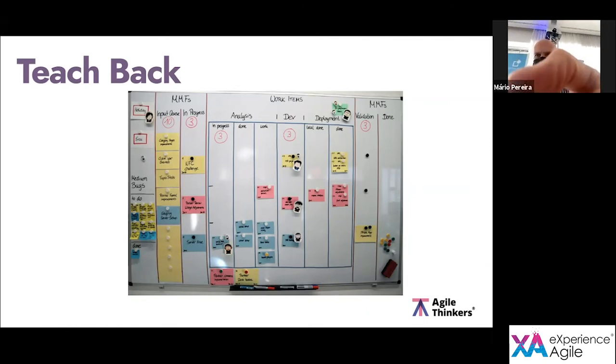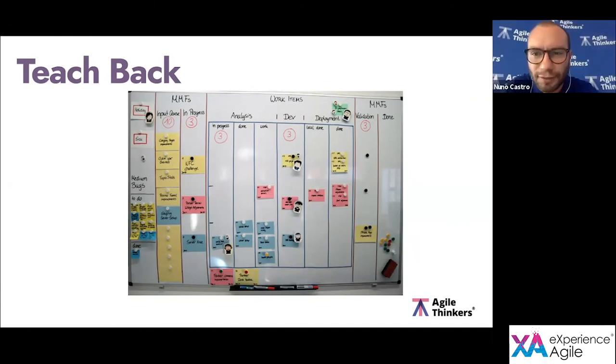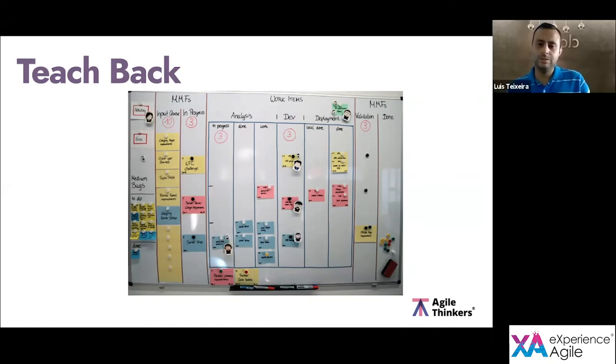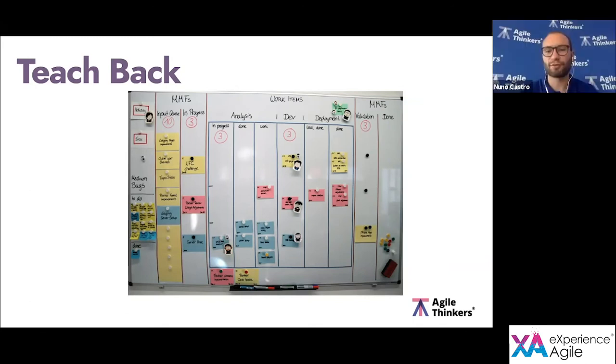I don't understand the one on the right side of deployment, on the top of the lane. Okay. Fix performance issues. Probably it's people that are fixing performance issues, maybe giving support. Could be something like that.